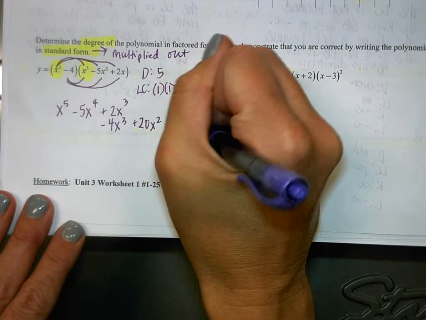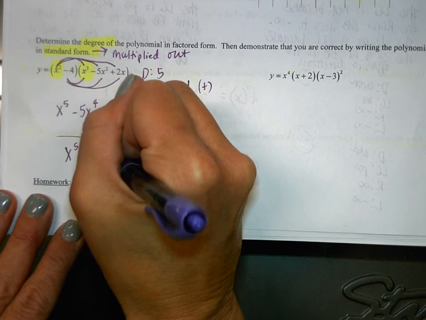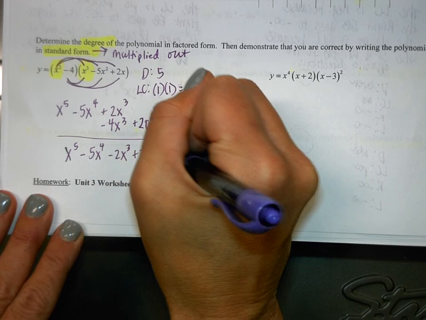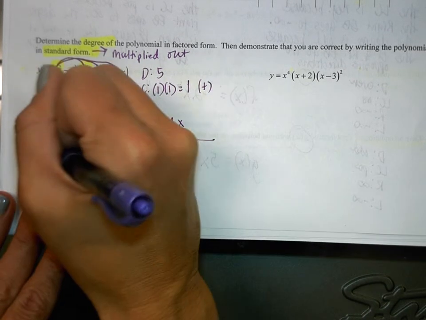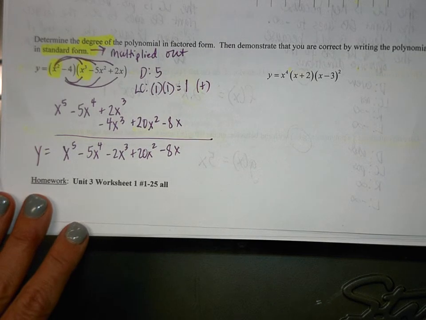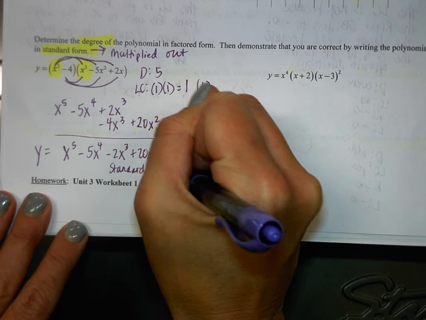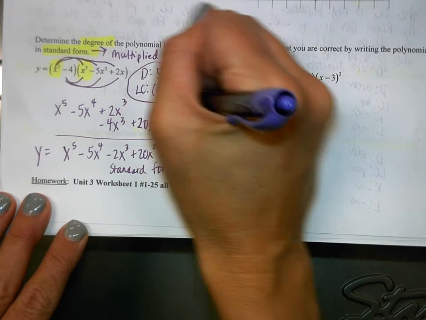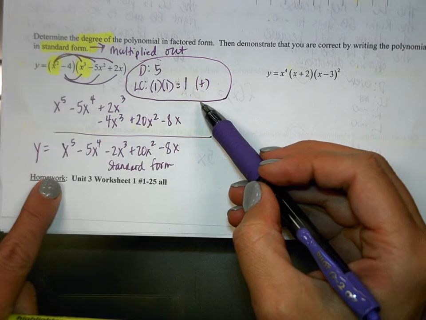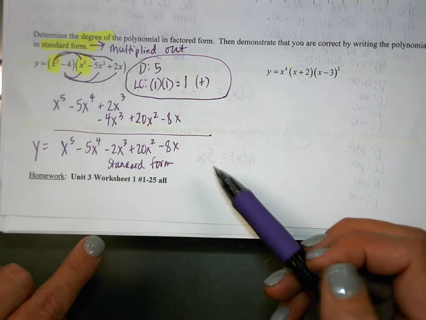And so when you bring this down, we get x to the fifth minus 5x to the fourth minus 2x to the third plus 20x squared minus 8x. This is standard form. And you can see that we did get the same degree of 5 and lead coefficient of positive 1. But looking at it like this, I think, is way easier than having to multiply it all out into standard form. Okay?